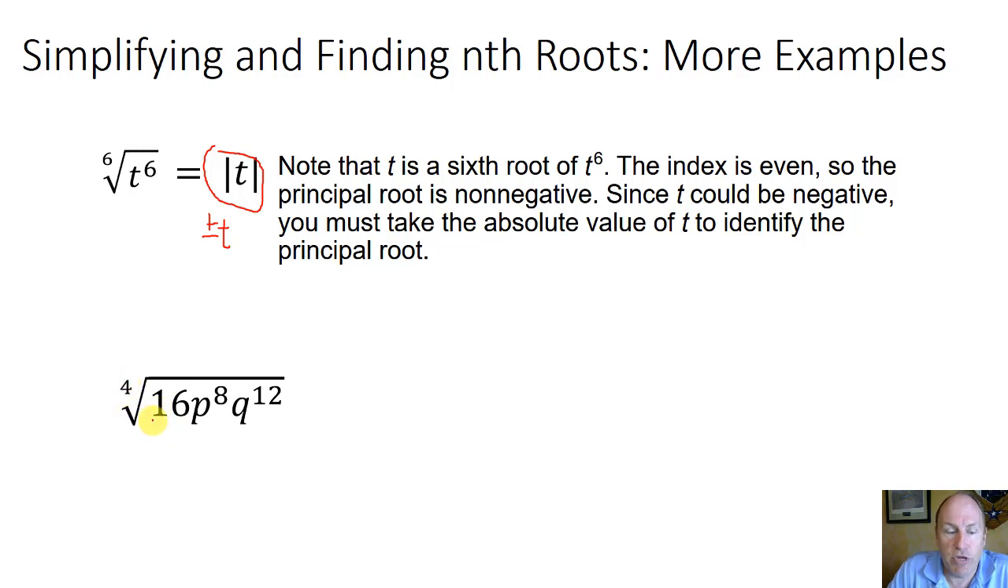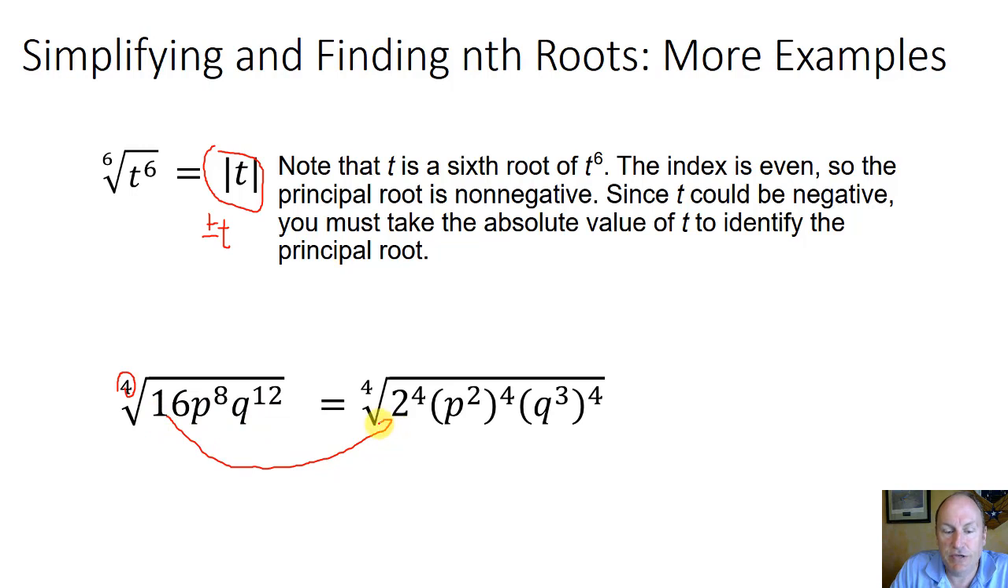The 4th root of 16p to the 8th q to the 12th. So again, now I'm looking for breaking these up into power of 4 terms. So 16 is the same thing as 2 to the 4th. P to the 8th is the same as p to the 2nd, to the 4th. And q to the 12th is the same as q to the 3rd, to the 4th. Okay, I know that sounds like alphabet soup, but 16 is 2 to the 4th.